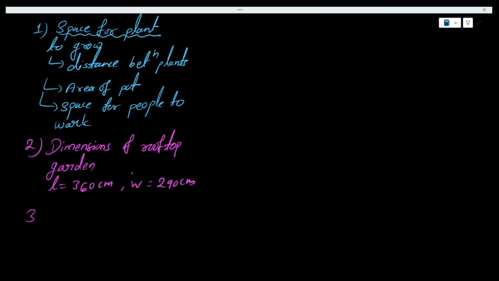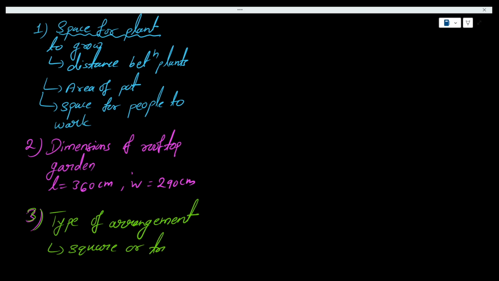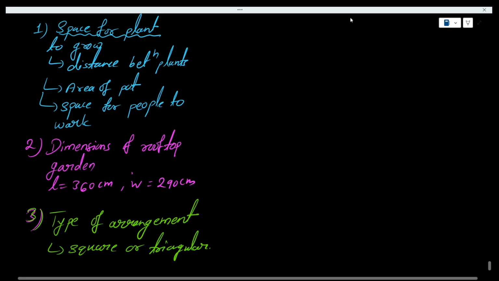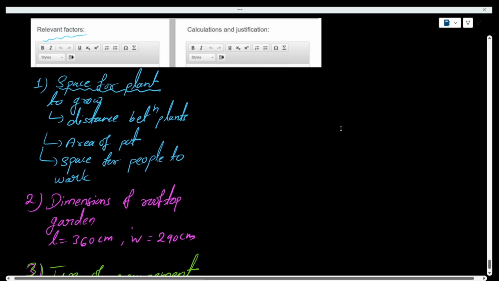Then here there are the different arrangements. The type of arrangement is going to be the next factor here, whether it is triangular or the square arrangement. So, type of arrangement, square or triangular. Based on that, these are the 3 main factors, and you will decide how many plants can fit in the rooftop garden.